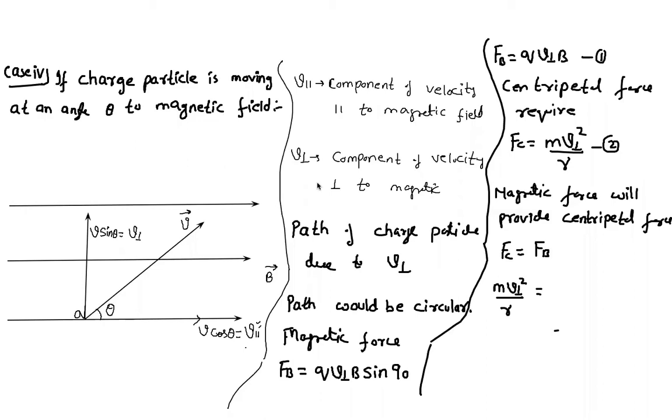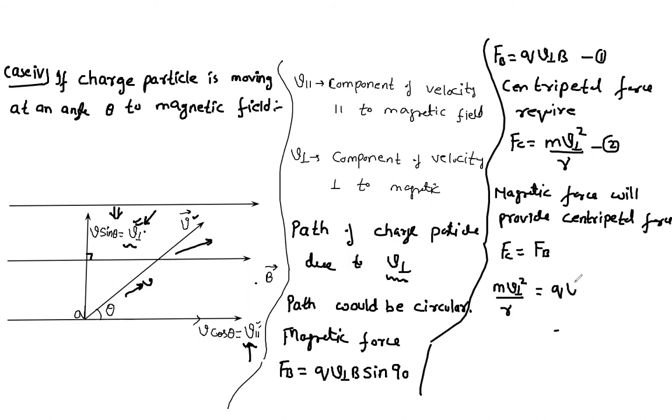We have to decide the path of the charged particle if the velocity is at an angle theta to the magnetic field. The easiest way is to divide this velocity into two components, one v parallel and another v perpendicular. You already know that the path due to v parallel would be a straight line. The path due to v perpendicular would be circular. Then we will combine them to get the resultant path. First, we will decide the path due to v parallel. Then the path due to v perpendicular. And then finally, we will combine them to get the net path. Is it clear?